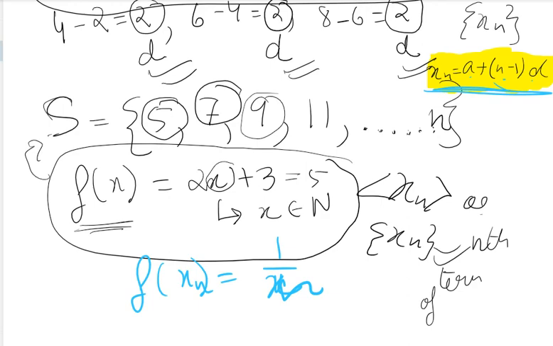Okay, let's just rub that off one sec, because it's getting kind of untidy, but we need to understand and concentrate on the mathematics. Say it's 1 by n. So in this, what happens, we will start putting the values of n over here in the function xn, and we will start getting a sequence of rational numbers.